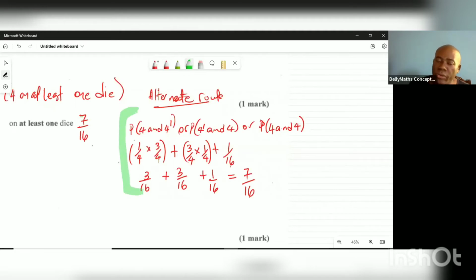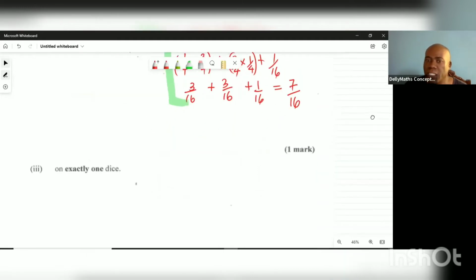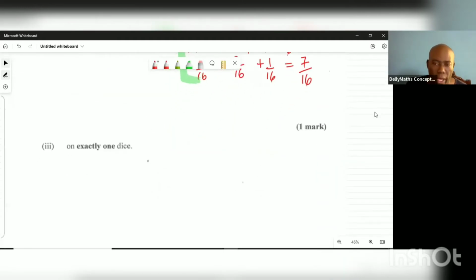I'm only showing you the possibility of what happened when you throw the dice. Just how probability works out. All right. So the 7 over 16 is good from my sample space. Anyway, I would have gotten that and gone a long time. Exactly 1.